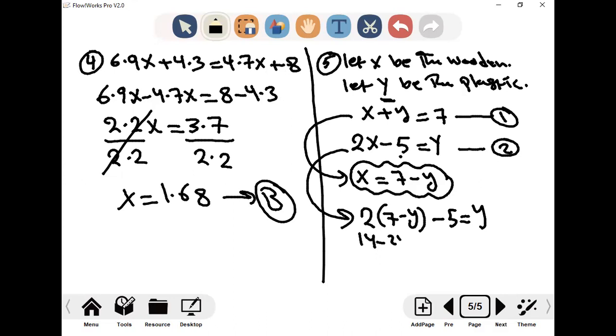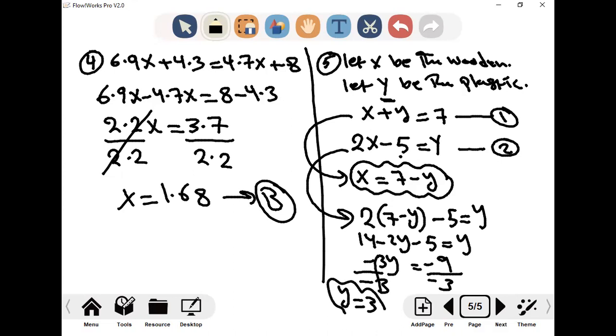14 minus 2y minus 5 equals y. Shift the y here, shift the numbers there, right? Minus 2y, minus y, minus 3y. Shift the negative 5 here, positive 5, and 14, positive 14. Minus 5, minus 14, how much? Minus 9, right? Divide by minus 3, divide by minus 3. So y is how much? Positive 3.